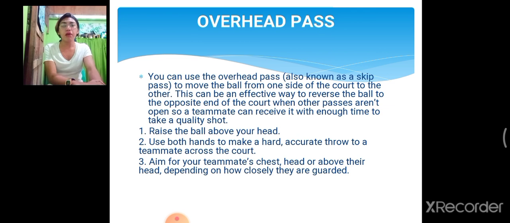Raise the ball above your head. Next, use both hands to make a hard, accurate throw to the teammate across the court. Aim for your teammate's chest, head, or above their head, depending on how closely they are guarded.